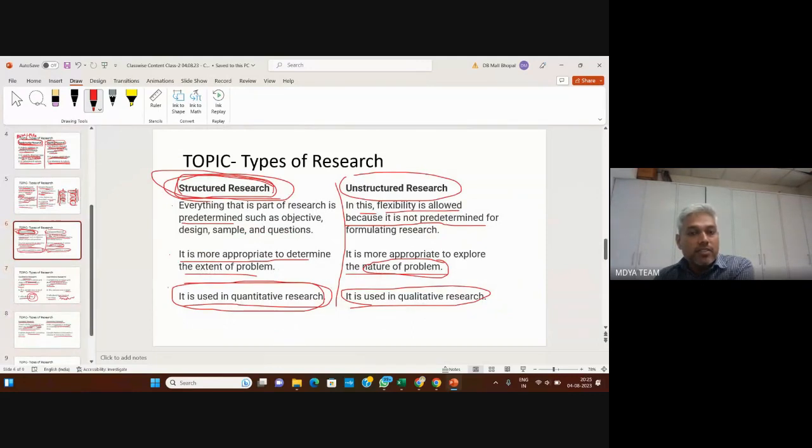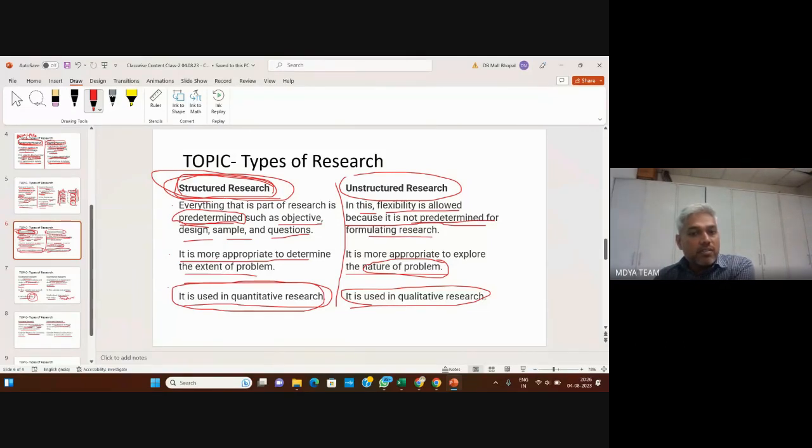Then we have learned structured research and unstructured research. It is very difficult to pronounce. Everything that is part of research is predetermined. In structured research, emphasize this word, like you should keep in mind that structured means predetermined, such as objective is there, design is there, sample has already been there, questions are there, right? And unstructured research is very flexible because it is not predetermined for formulating research, right?